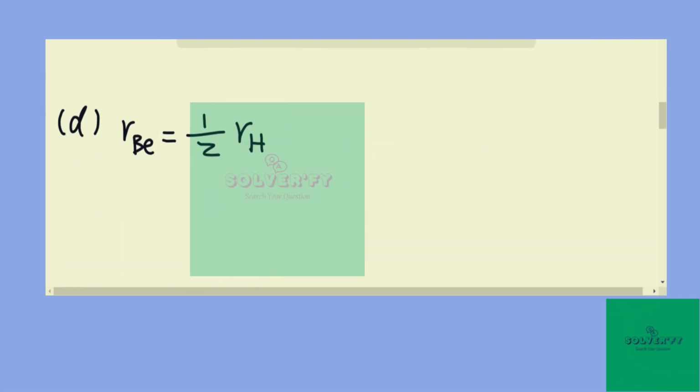And for the last question, well, we know the radius of the beryllium atom can be equal to 1 over Z times the radius of the hydrogen atom, which is 1 over 4 times the radius of the hydrogen atom, since we know the atomic number of beryllium is equal to 4. And these are the answers for this question.